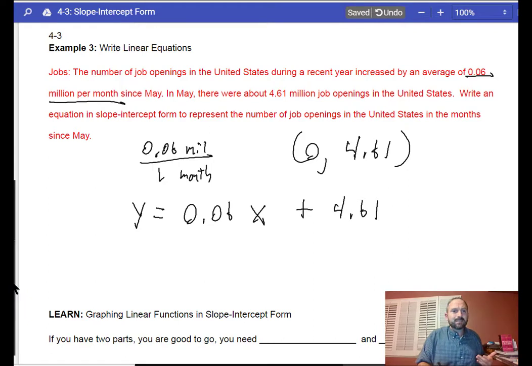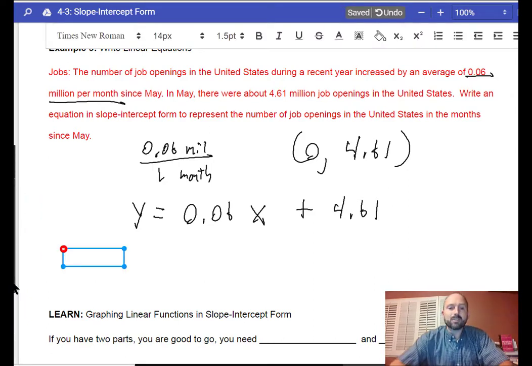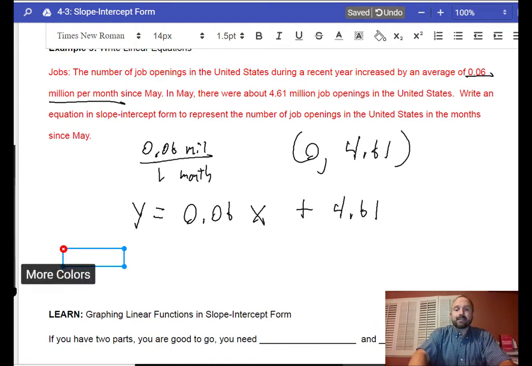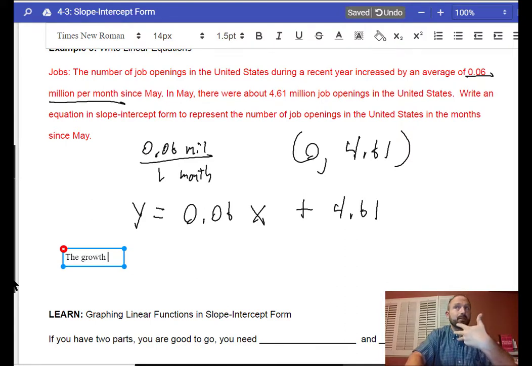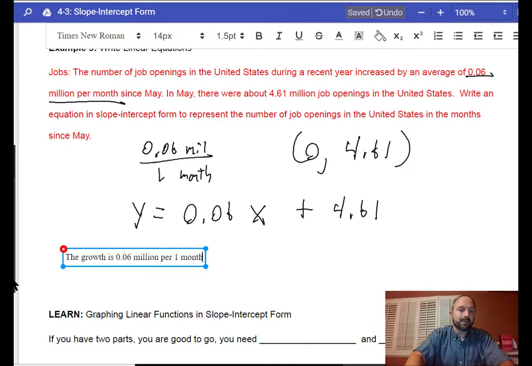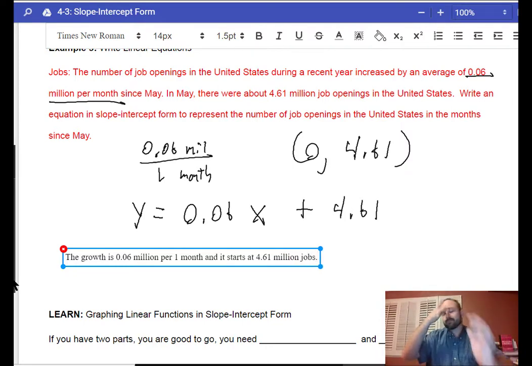But we have to explain it. So the slope 0.06 isn't just 0.06. It's the growth, because that's what the slope is, the growth. The growth is 0.06 million per 1 month, and it starts at 4.61 million jobs.